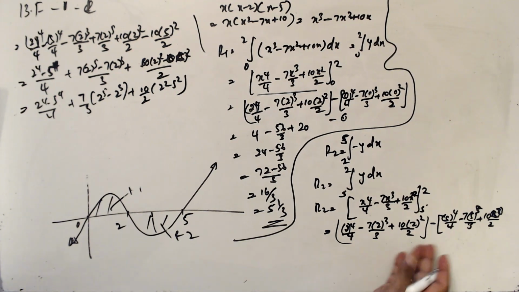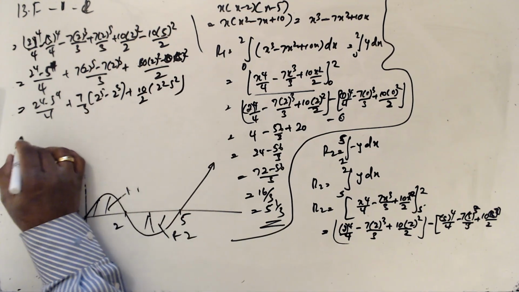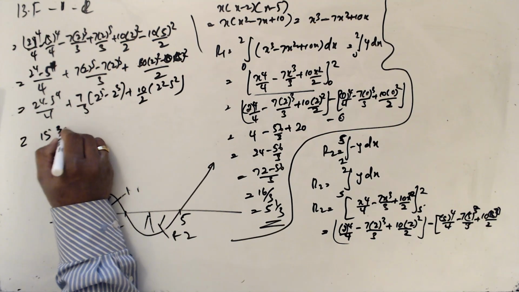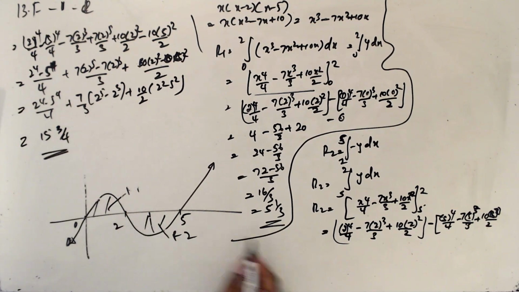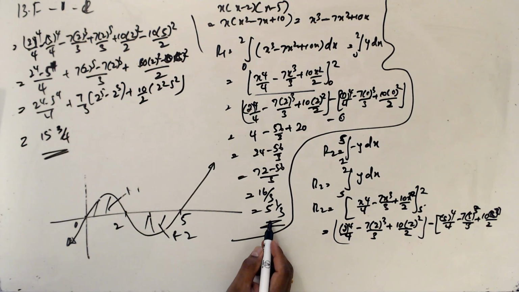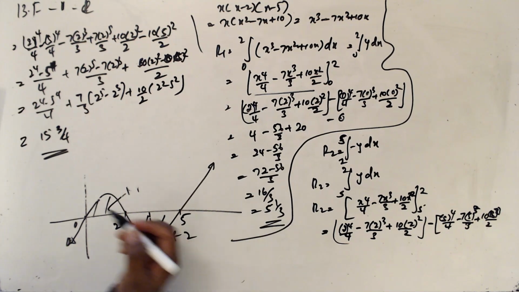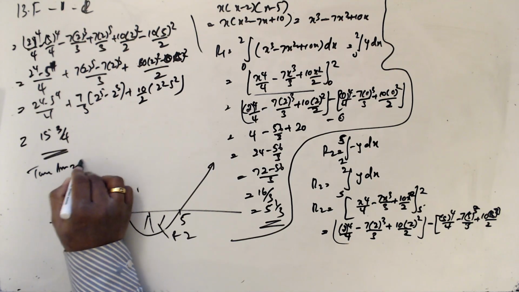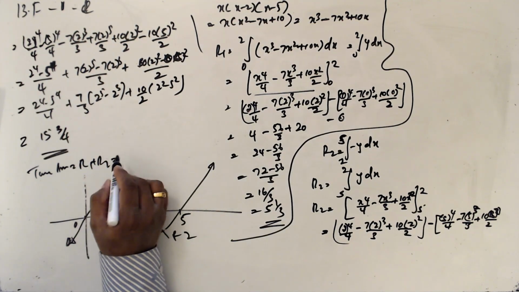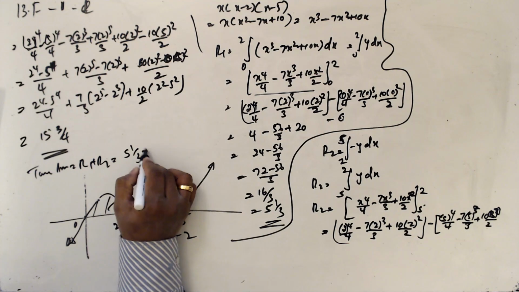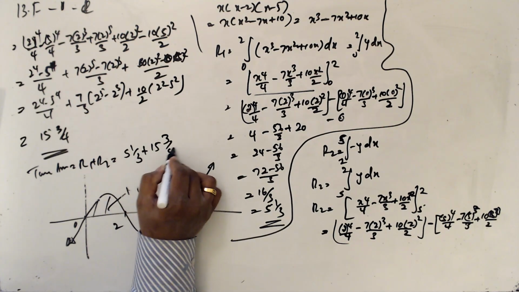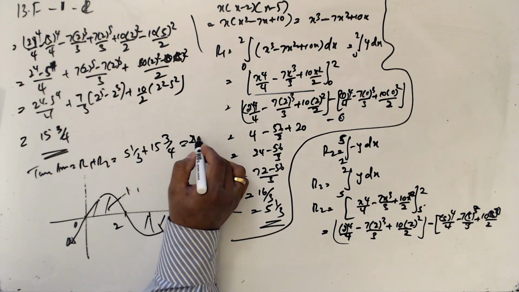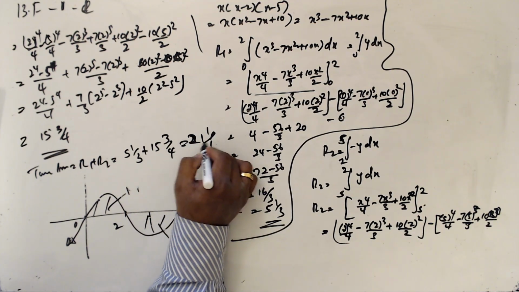So you can simplify from here. You don't need to come to this level. I just did the calculation to see this. So this is 15 3/4 you will get, and this is 5 1/3. Then the total area is R1 plus R2 equals 5 1/3 plus 15 3/4, which makes 21 1/12.